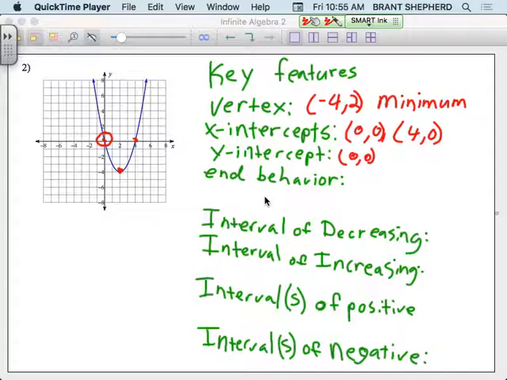End behavior. When I'm looking at the end behavior of a quadratic, it's really easy to remember that positive people smile and negative people frown. So if I have something that looks like a smiley face, then I know that I have positive end behavior. If it looks like a frowny face, then it's negative end behavior. So this end behavior is positive.